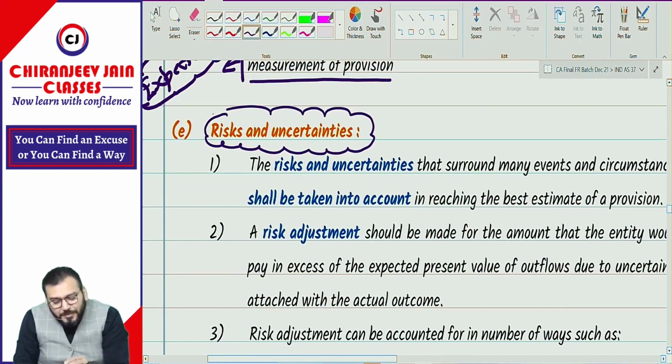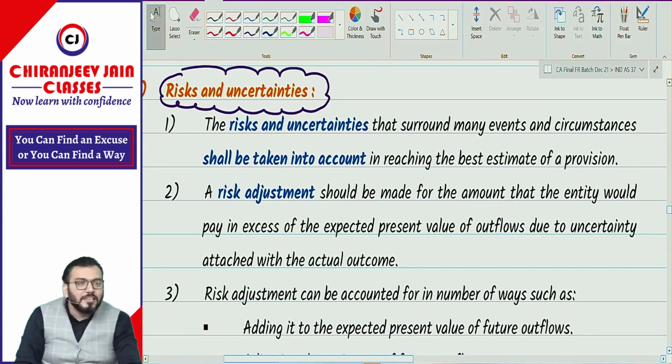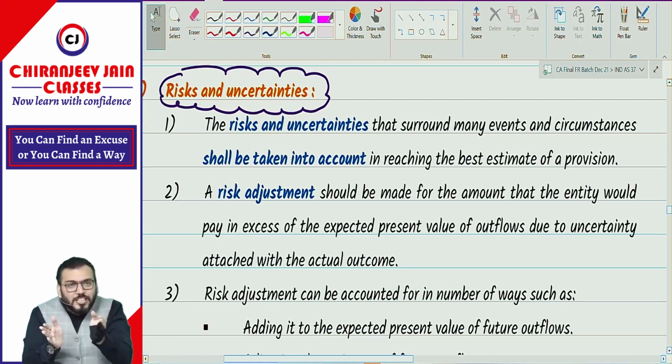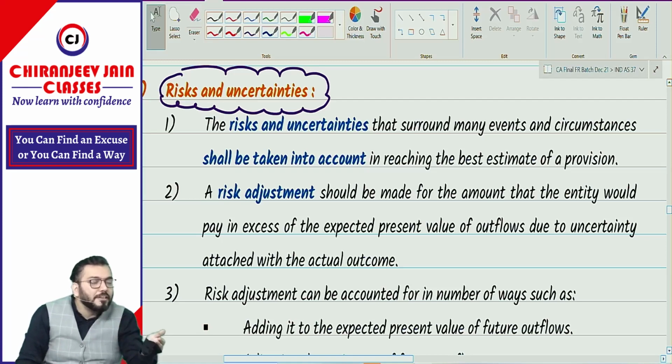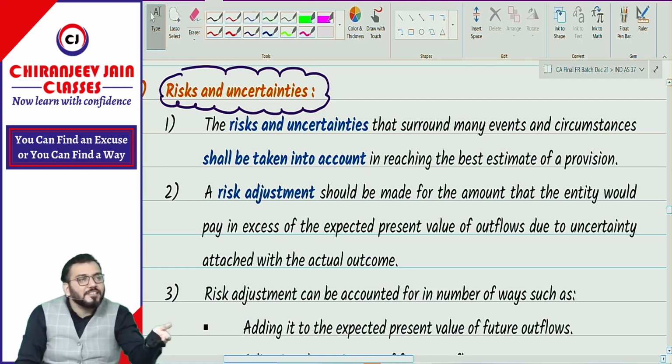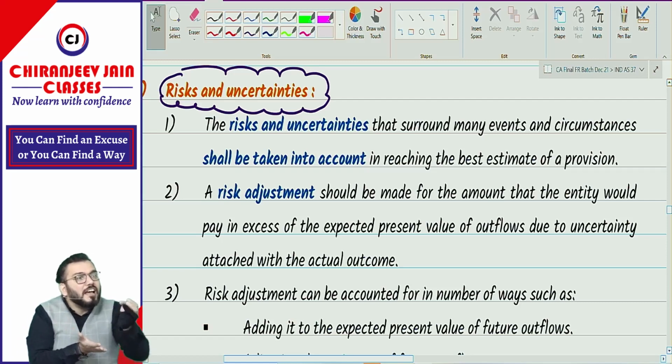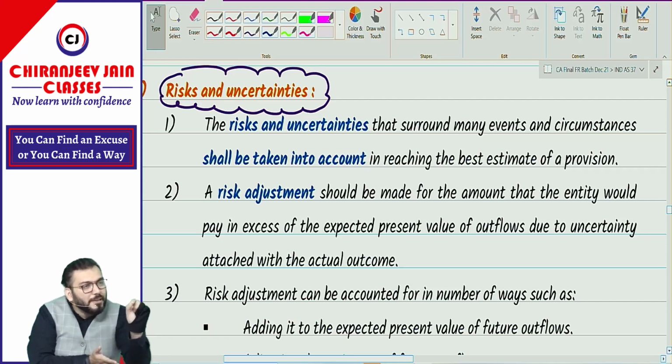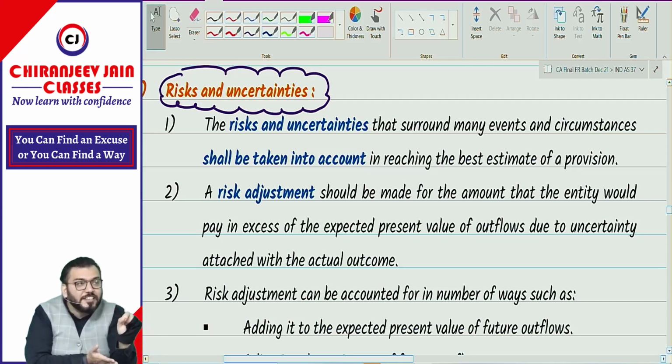What Ind AS 37 says is that even though you have calculated the expected present value, due to risk and uncertainty associated with that transaction, it might happen you are paying more than the expected present value. Understood now? There are many risks and uncertainties associated with that particular transaction and event. Therefore, we should also give importance to that risk and uncertainty for calculating the best amount of expenditure.